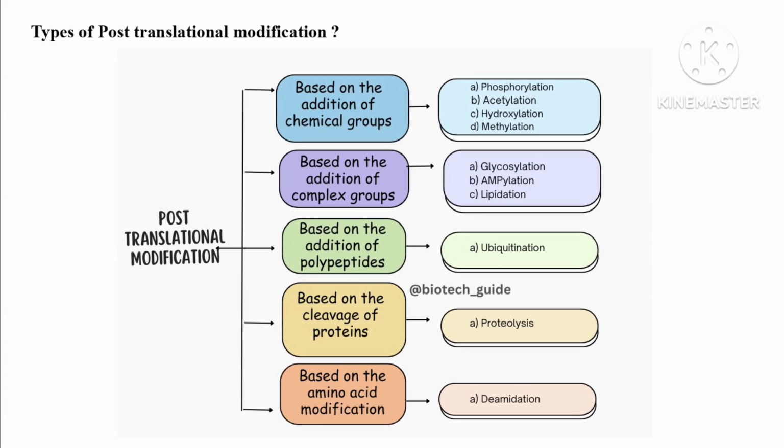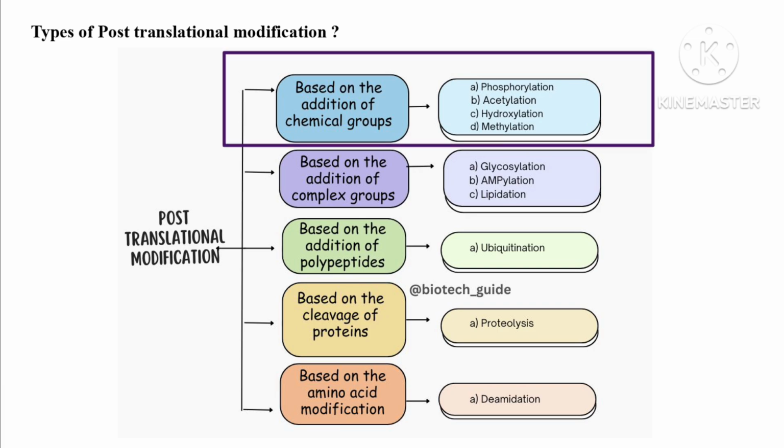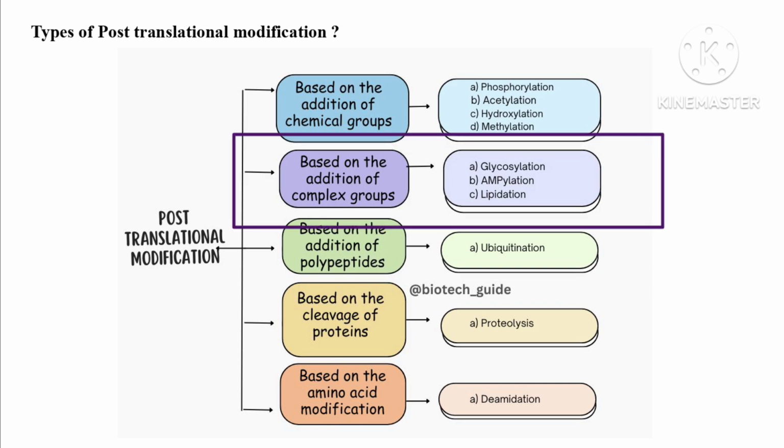Now let us discuss the types of post-translation modification. Basically, based on the addition of groups or some processes, post-translation modification is classified into 5 types. First is based on the addition of a chemical group. Again, 4 subtypes are there: phosphorylation, acetylation, hydroxylation, and methylation.